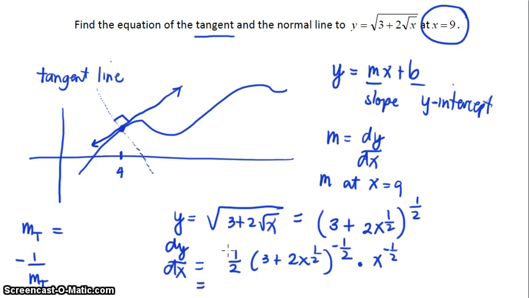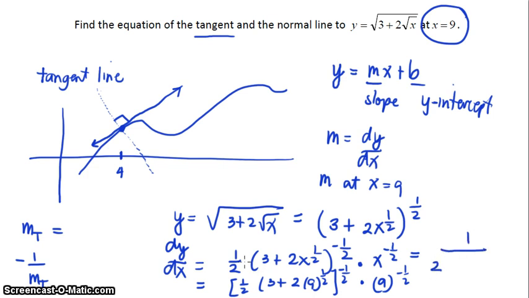Okay, so the slope that we need is the value when x is changed into a 9. So you have 1/2 times (3 plus 2 times 9 raised to 1/2), everything raised to negative 1/2, times 9 raised to negative 1/2. Okay. Some people will simplify this derivative in order for them to easily get the value once the x is changed to its value. So for example, 1/2 times (3 plus 2x to the 1/2) to the negative 1/2 can be written into 1 over 2, that's your 1/2, and then the (3 plus 2x to the 1/2) raised to negative 1/2.